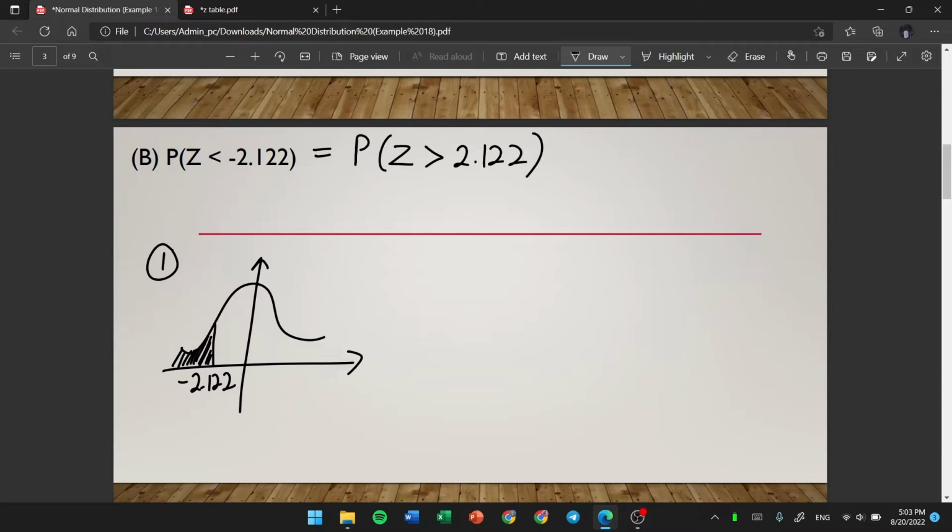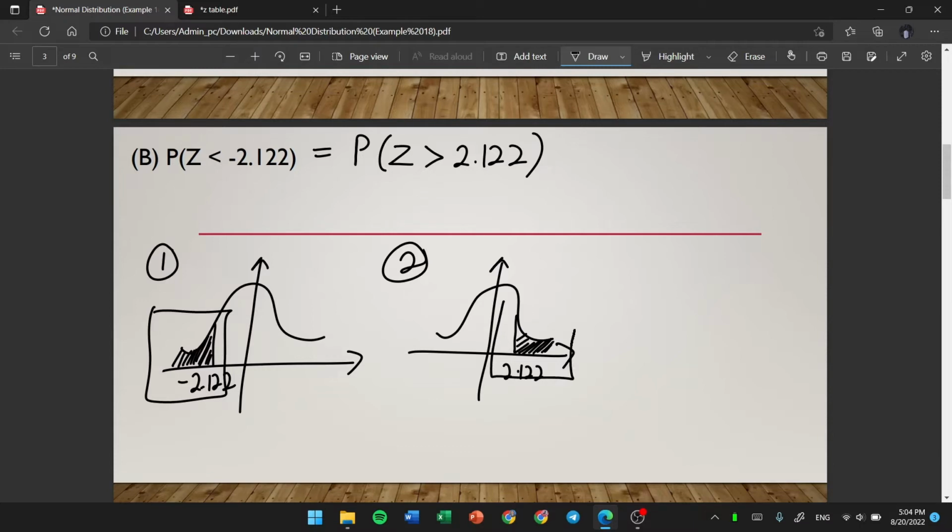Why? Okay, let's first we draw out the original graph. Second, we draw out the new bell graph. So 2.122 greater than. Okay, let me shade here. So can you see? 原本我们在这里嘛，现在我们搬来这里了，它只不过 reflect 过去罢了。So it is still the same.